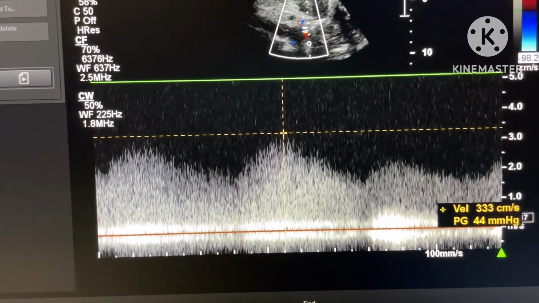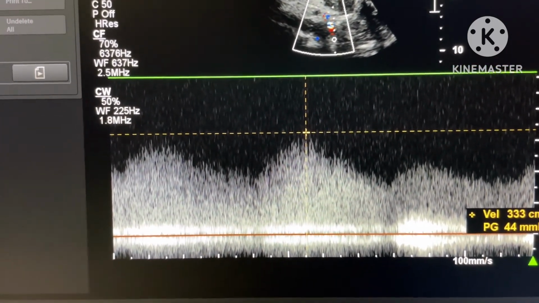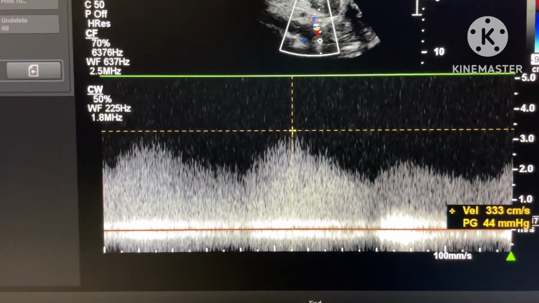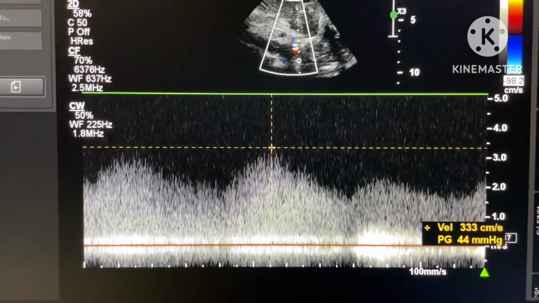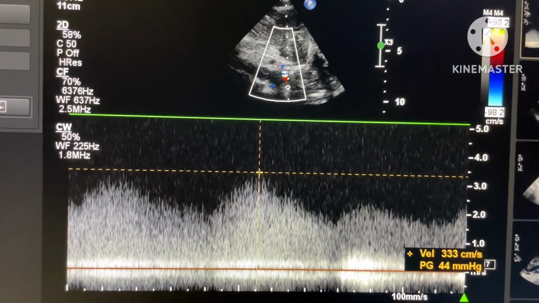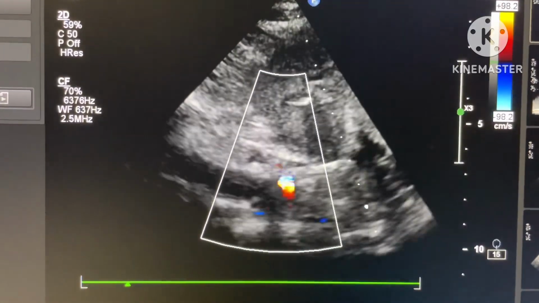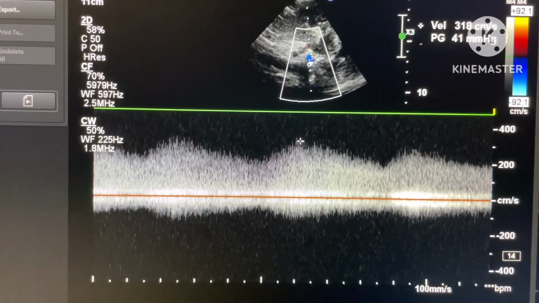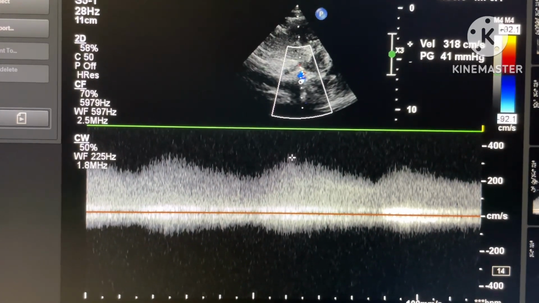By formula, if the velocity in the renal artery is more than 3.5 times that of the abdominal aorta at the renal location, that is an indication of significant renal artery stenosis. In this case, the velocity is 333 centimeters per second. You can easily see it in this image. This is flow across the right renal artery. This is flow across the left renal artery. The velocity here is 318 centimeters per second, so that is also very high.